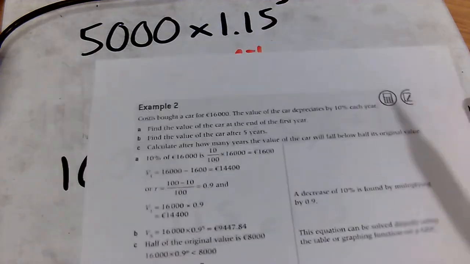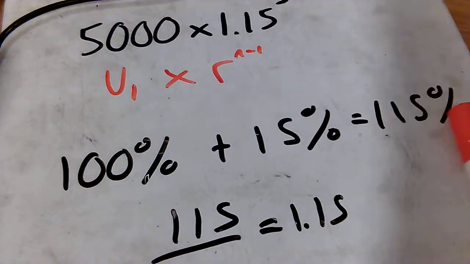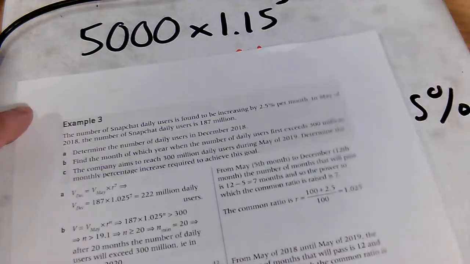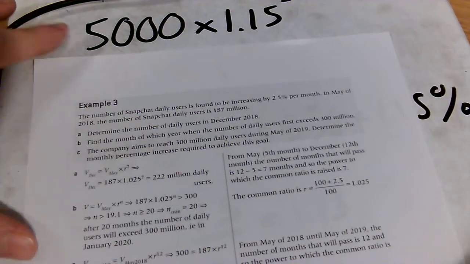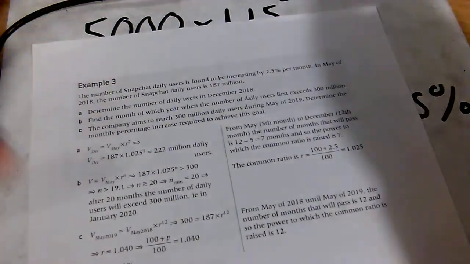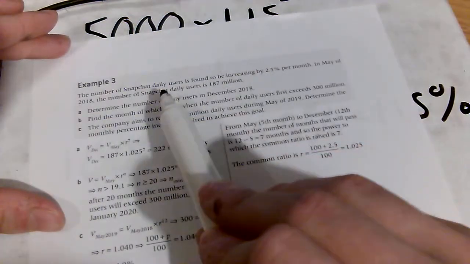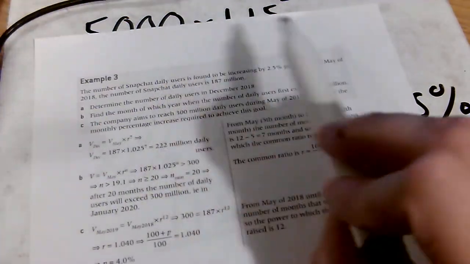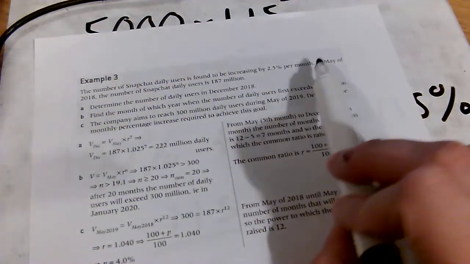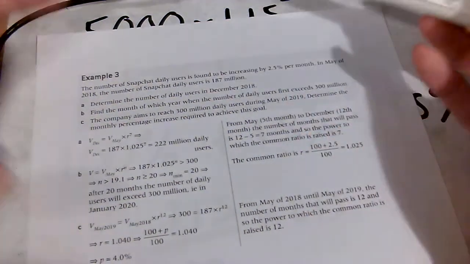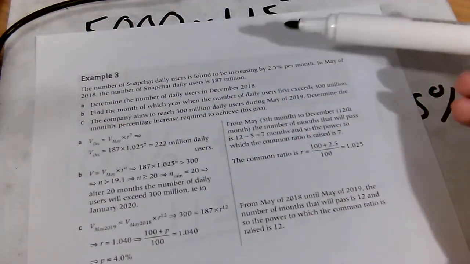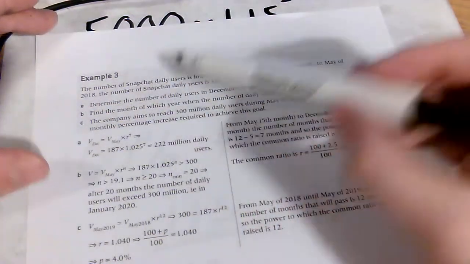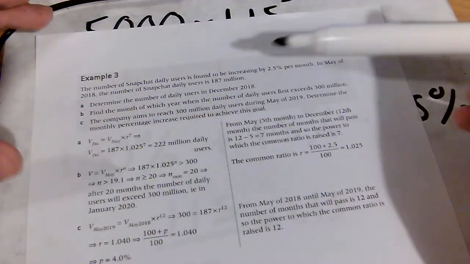But I will show you example 3, which is this one about Snapchat. Very relatable. Not that I've ever used it, but it says that the daily users is found to be increasing by 2.5% per month. In May of 2018, the number of Snapchat daily users is 187 million. So determine the number of daily users in December 2018.